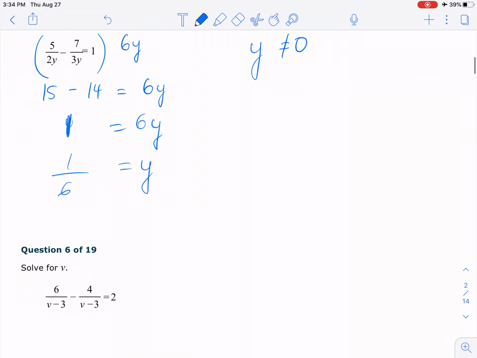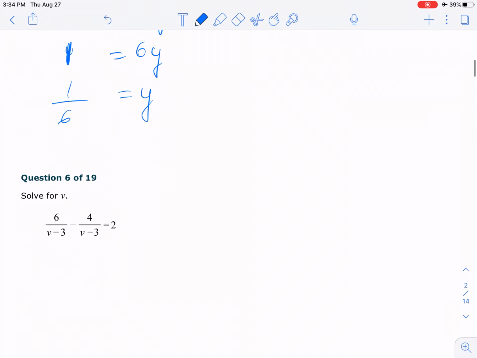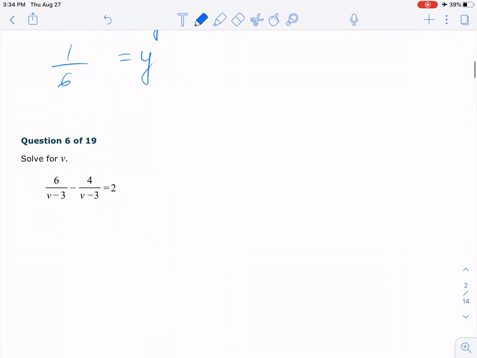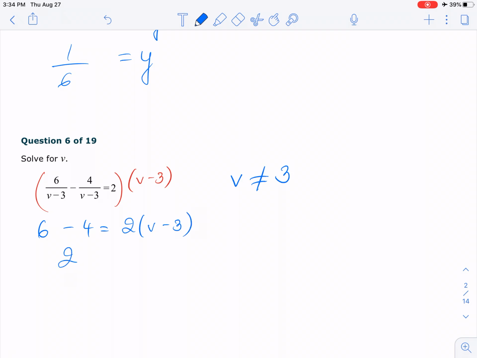All right, number 6. For number 6, the LCD is v minus 3. I'm just going to write down the values that are not in the domain, so v cannot be 3. So we get 6 minus 4 equals 2 times v minus 3. So 6 minus 4 is 2, and then I distribute this part. I add 6 over, which is 8, 2v, so v is 4.